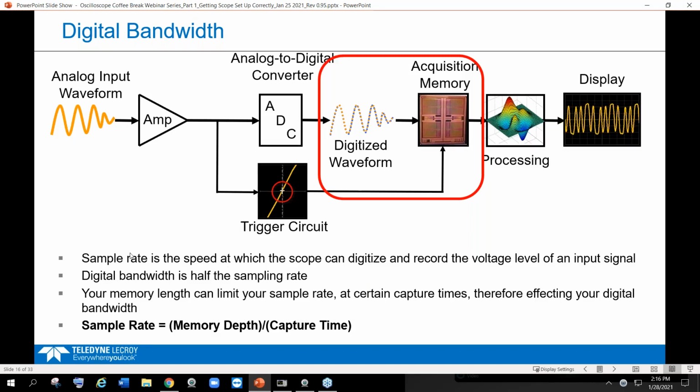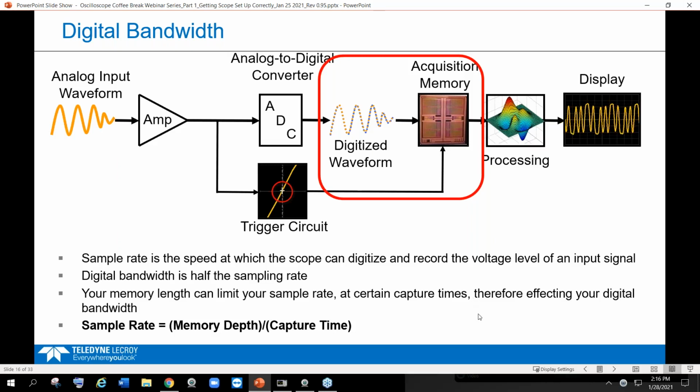And of course, more is better. So therefore, the sample rate is the speed at which the scope digitizes and records the voltage level. And then the digital bandwidth is half of that, due to Dr. Nyquist. And now most important here is memory length. That can limit your sample rate and, at certain times, therefore it will affect your digital bandwidth.